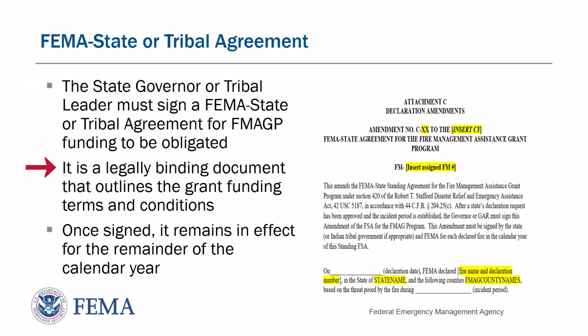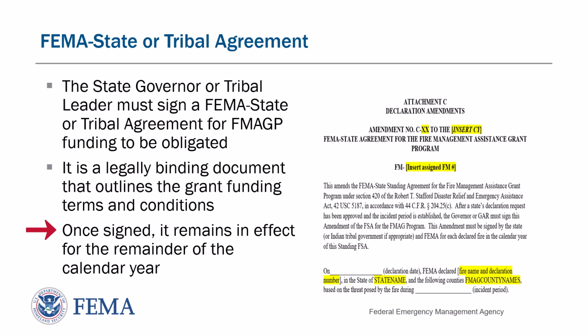The FEMA state agreement for the FMAG is a legally binding document that outlines the terms and conditions under which grant funding is provided for fire management assistance declarations and details applicable laws and regulations governing the FMAG. The FEMA state agreement is in effect for 1 calendar year and must be updated annually, and should ideally be signed each January before the start of fire season.